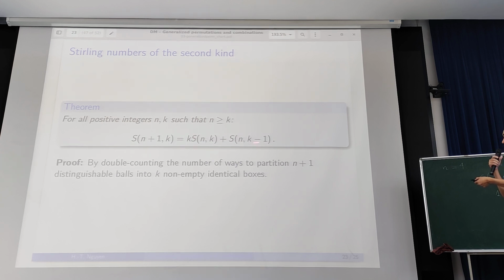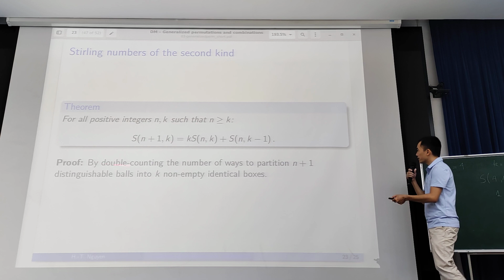And if we look at this, then S(n,k) is the number of ways to put n balls in k non-empty boxes. And this one is the number of ways to put n balls in k minus 1 non-empty boxes. So we want to make a connection between a way to put the n plus 1 balls into k non-empty boxes to one of the two cases here. Okay.